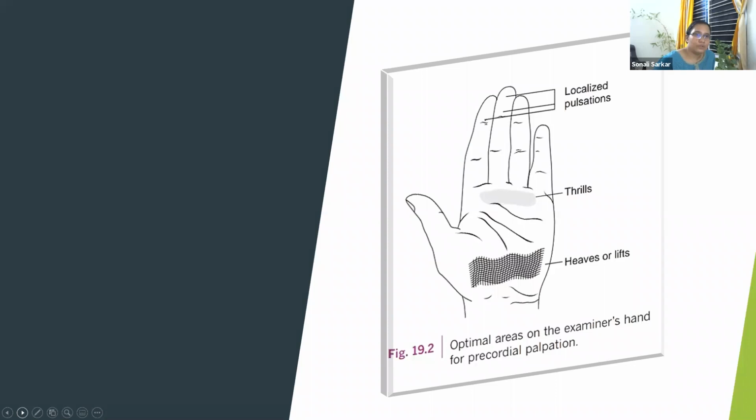Now, what are the areas of your hand which you will use to localize the pulsations? Heaves or lifts will be localized by this portion of the wrist joint. Thrills will be localized by this portion, and localized pulsations with the tips of the fingers. So these are the optimal areas on the examiner's hand for precordial palpation. If you cannot find a thrill, try to feel for it with this area and you will find it. Heaves or lifts are ideally felt with the base of the wrist. Localized pulsations like the apex beat, and the epigastric pulsation, you will find with the tip of the finger.